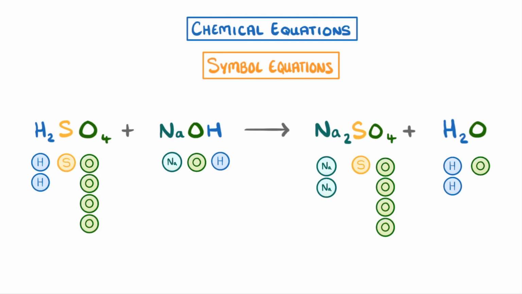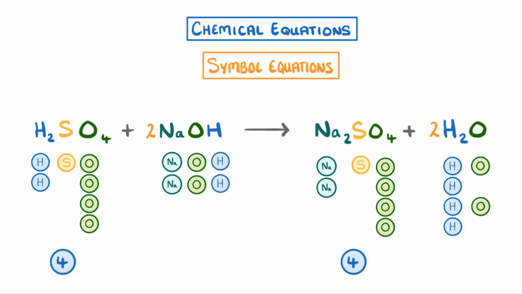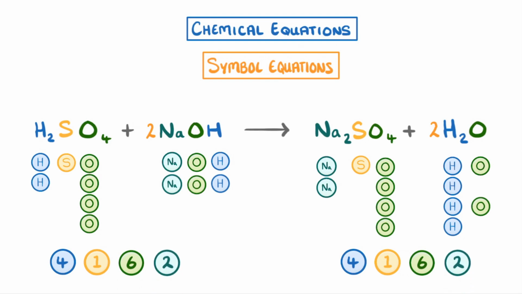So to fix this, I'd put a 2 in front of the sodium hydroxide, giving us 2 sodiums. Then if we count all of our atoms again, we can see that we need 2 more hydrogens and 1 more oxygen on the right-hand side. This is a pretty common problem to have, and we can fix it by adding 1 more water molecule to the right. As always, when you think you're done, just double check to see if it's balanced. So we've got 4 hydrogens, 1 sulfur, 6 oxygens, and 2 sodium atoms on each side. So this is exactly balanced, and we're finished.